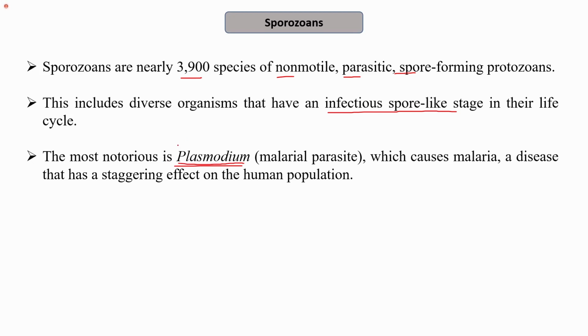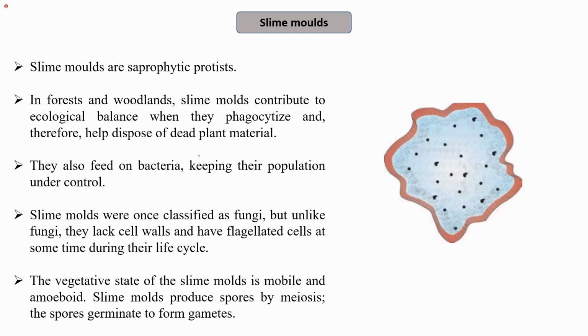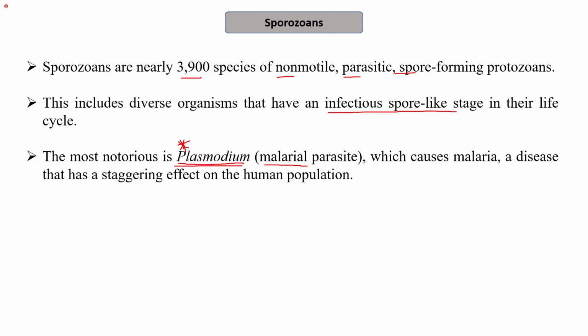Examples are really important in classes of protozoans because they are the ones that cause diseases in humans. The very important example is Plasmodium, which causes malaria. It is the malarial parasite that causes malaria, a disease that has a staggering effect on the human population. Plasmodium at some stage of its life produces spores. These sporozoites, or the spore-like stage, are infectious and can cause malaria, sometimes being fatal to humans. So this was about the protozoans.